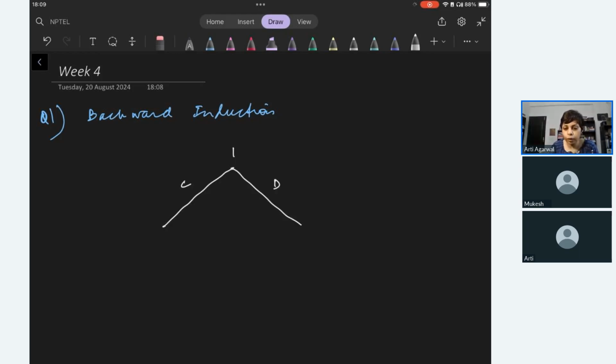At C, player two needs to take a decision. So this is a decision node where player two is going to act, and same over here. Here, player two has strategies E and F. And here he's got strategies G and H. The payoffs are (2, 1), (3, 0), (0, 2), and (1, 3).